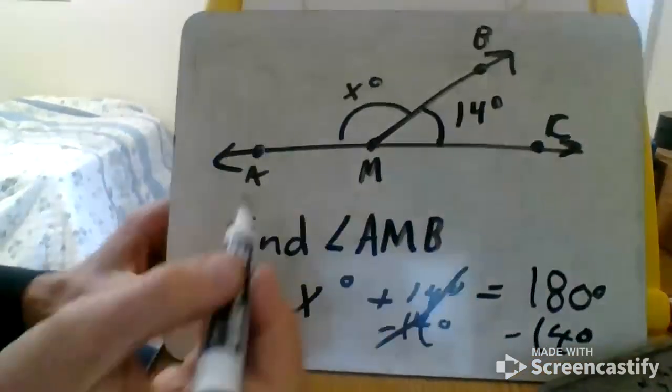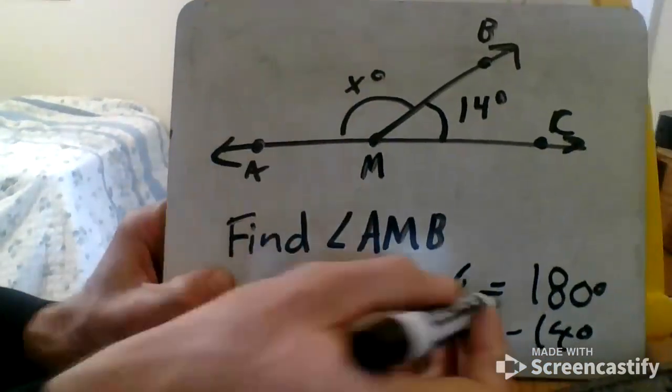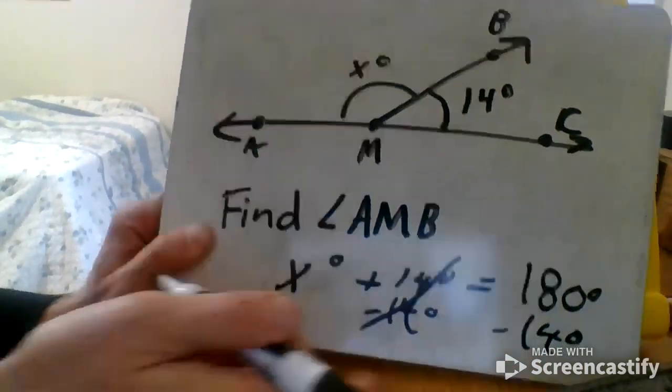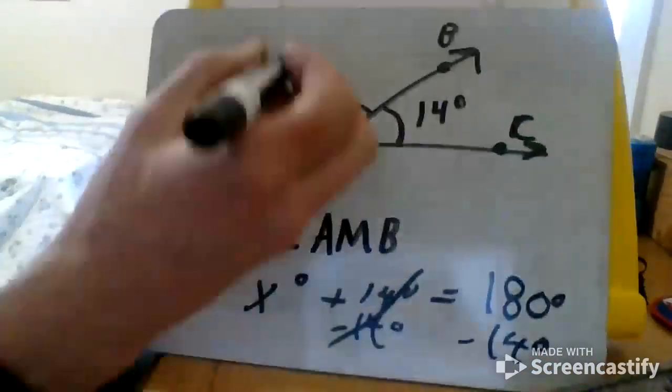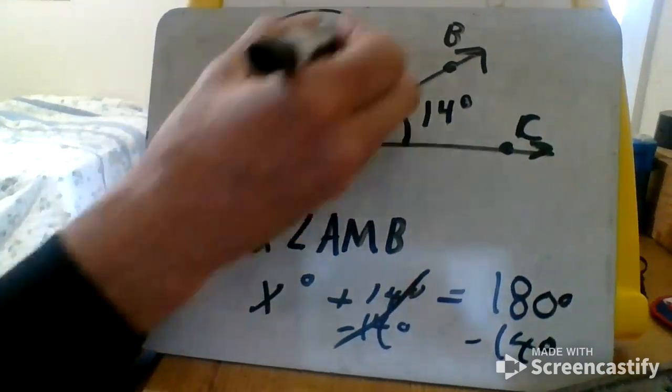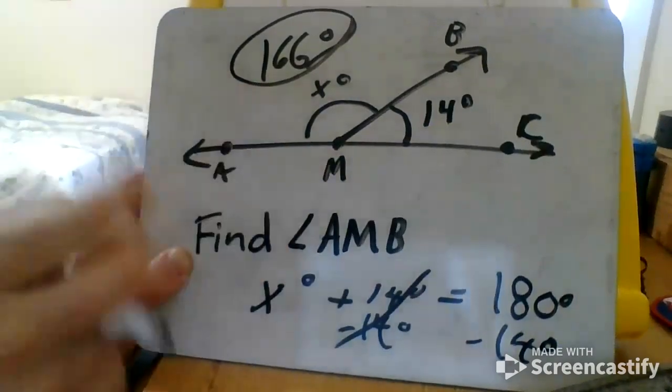So in this case, X is 144. I'm sorry, 100. What did I do there? Minus 14. Oh, it's 166 degrees. I lost where I was. So this angle is 166 degrees right here. So 14 and 166 add up to 180.